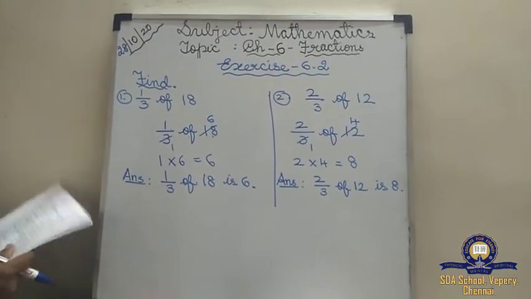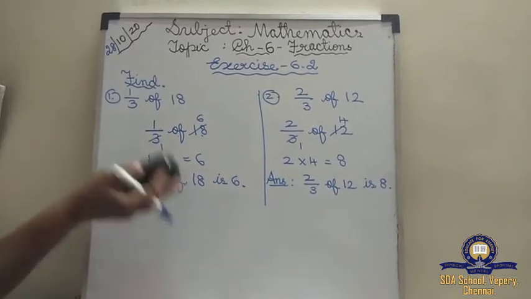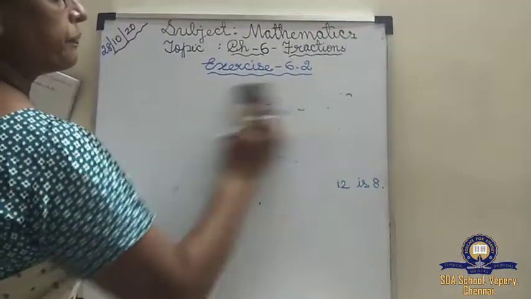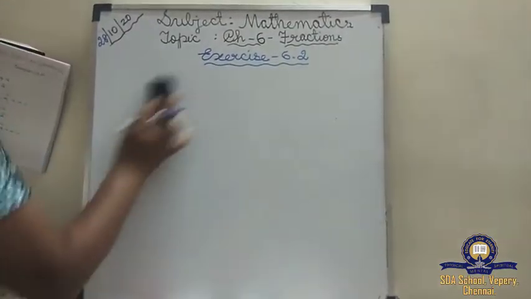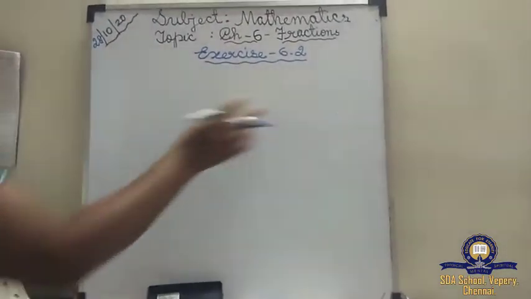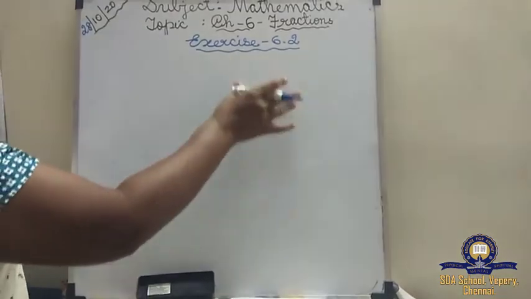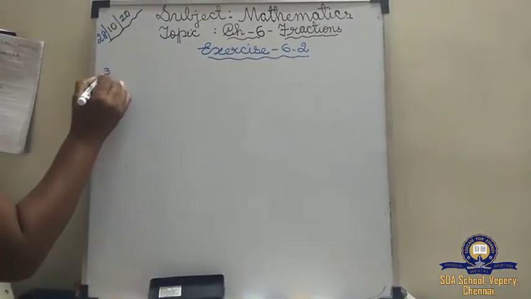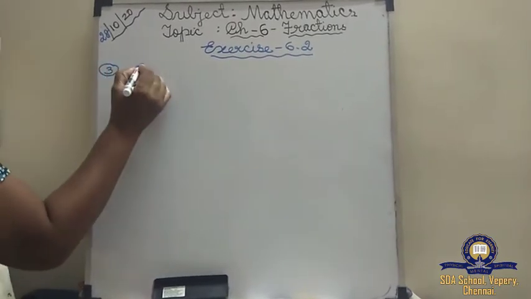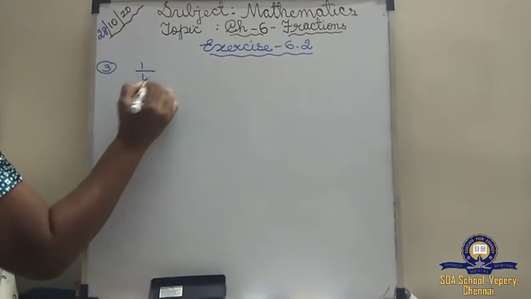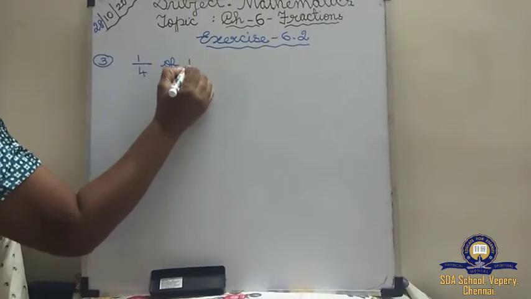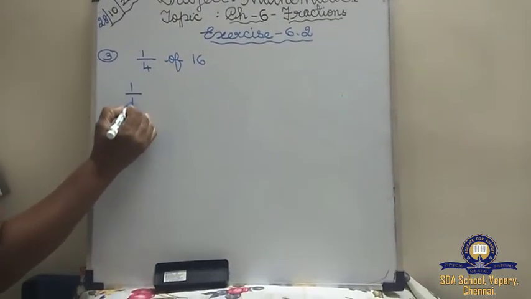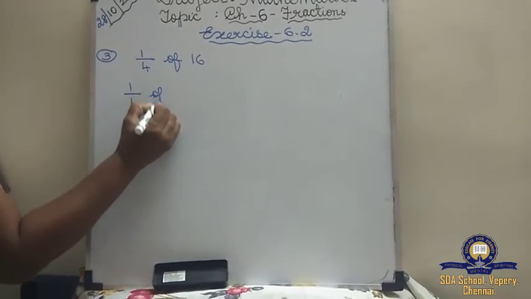Understood children? Very easy. We'll see the third sum. In the notebook, do one below the other, because I am doing it at the side for lack of space. Okay, the third sum, 1 by 4 of 16. Very easy children. So you have to write 1 by 4 of 16.